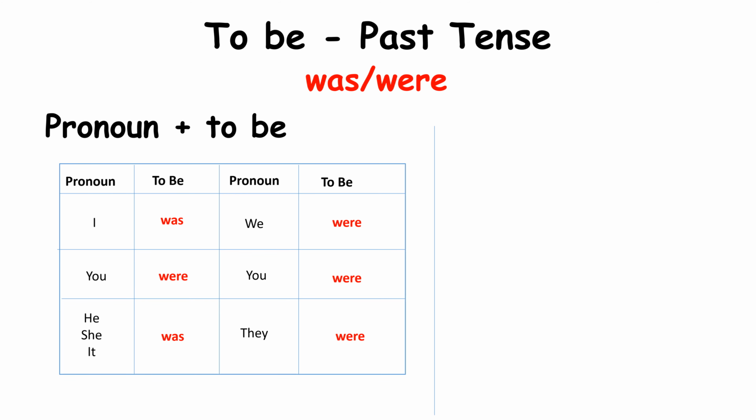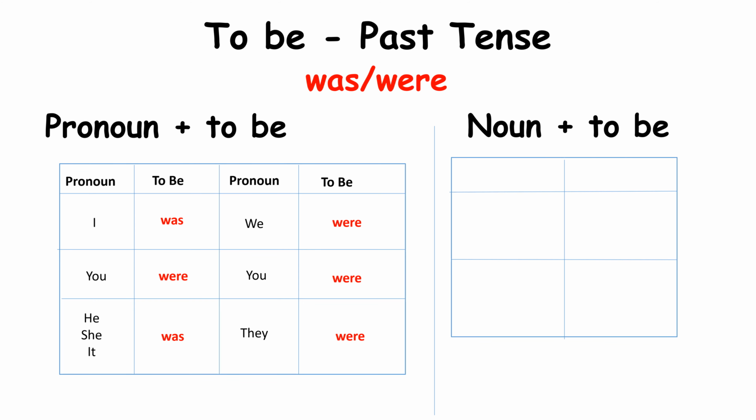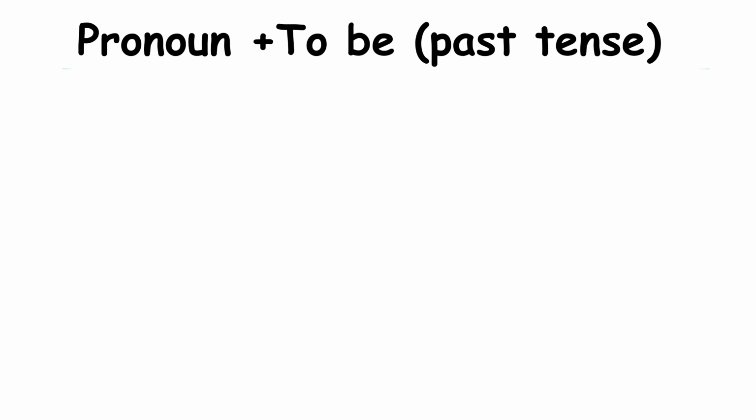Now let's see how we use to be with different forms of noun subjects. When the noun subject is in the singular form, then to be becomes was. When the noun subject is in the plural form, then to be becomes were. Now let's look at it in a few examples.